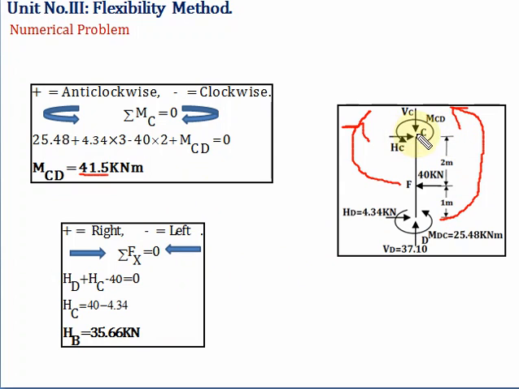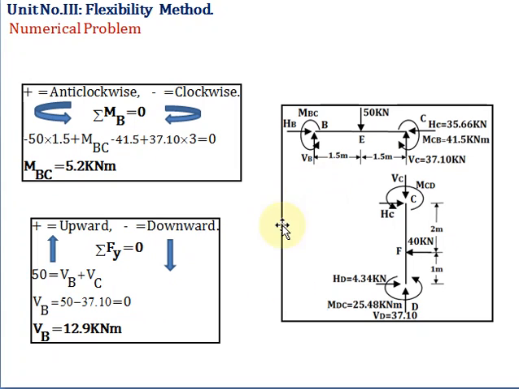Now we have to find out the horizontal reaction at C. For that we'll apply the equilibrium equation summation Fx equal to 0. Towards right positive, towards left negative. So HD here is acting towards the right, positive, so 4.34. HC is also acting towards the right, and minus 40. If you solve this, we'll get the value of the horizontal reaction at C as 35.66.